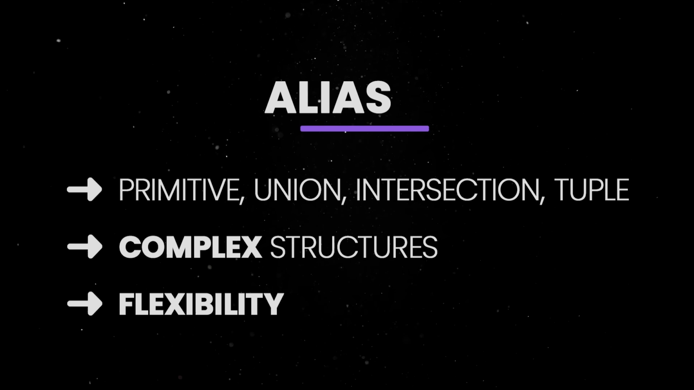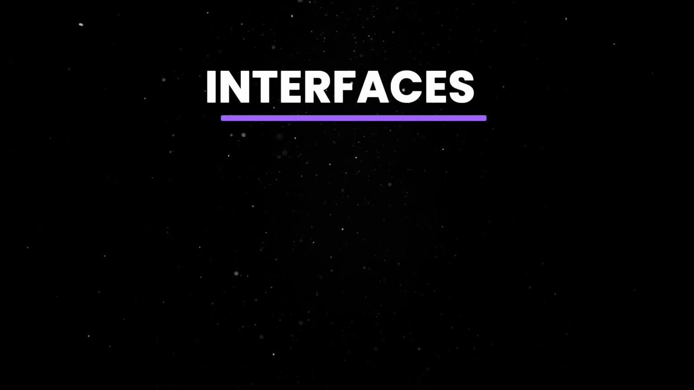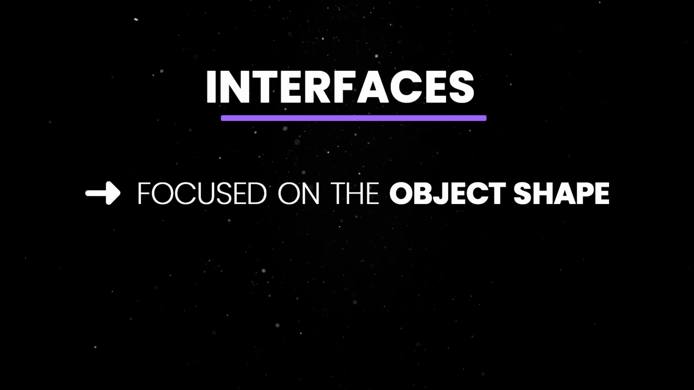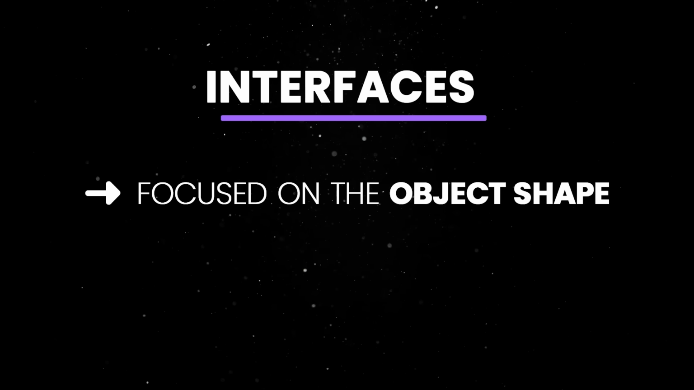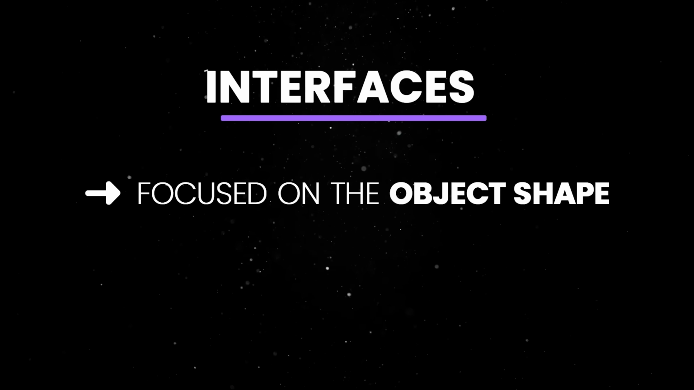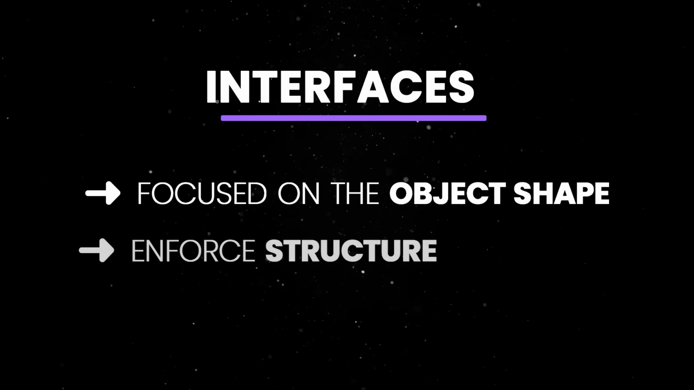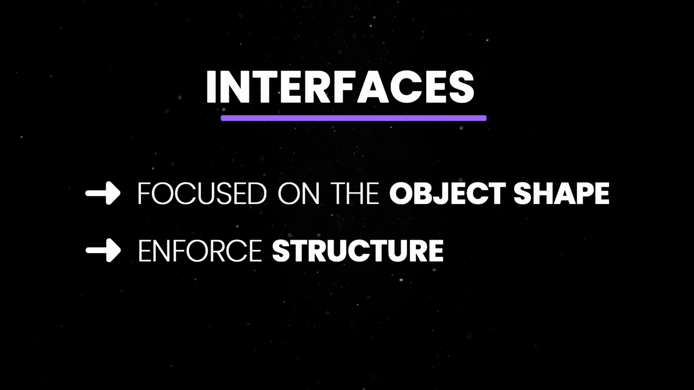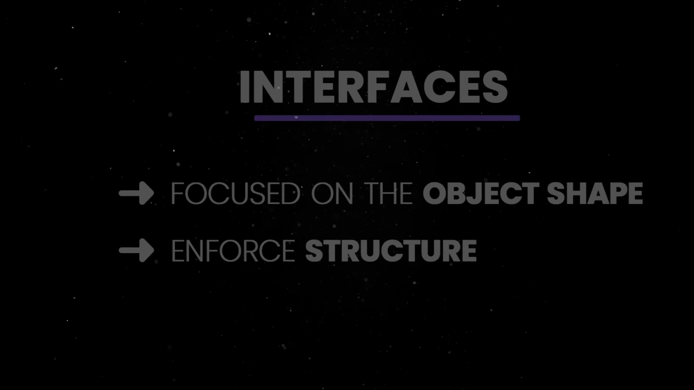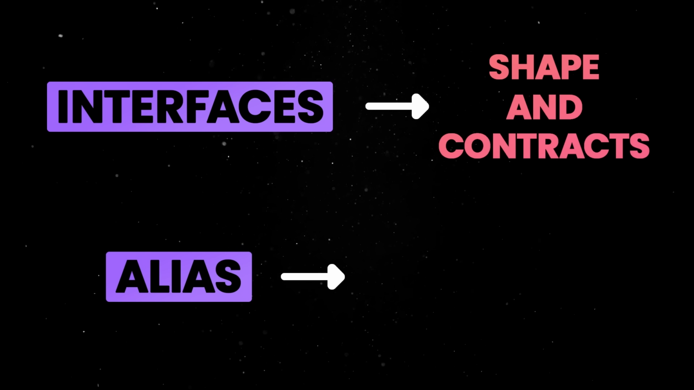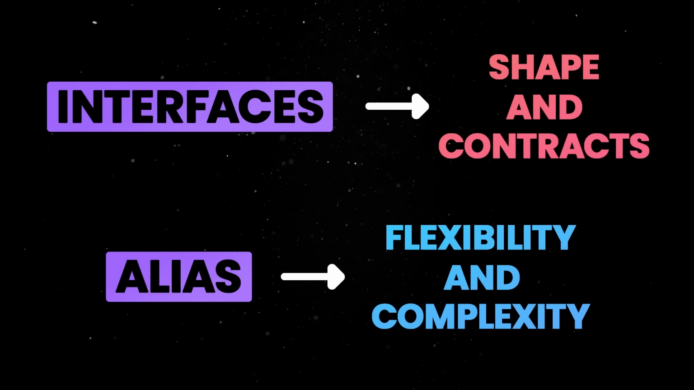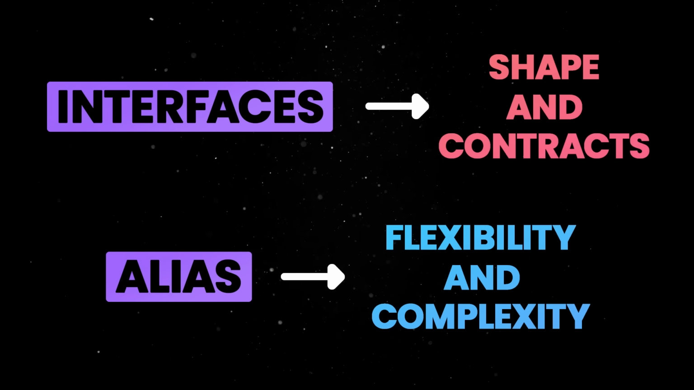On the other hand, interfaces are primarily used to define the structure or shape of an object or class. Interfaces in TypeScript are more focused on describing the properties and methods that an object should have, and they provide a powerful way to enforce the structure of objects across your codebase. As a result, you should use interfaces for object shapes and class contracts, use types for complex and flexible structures, and use a combination of both to create powerful type definitions.